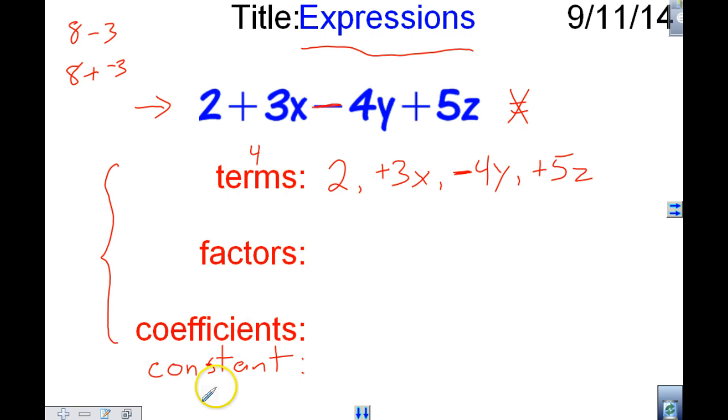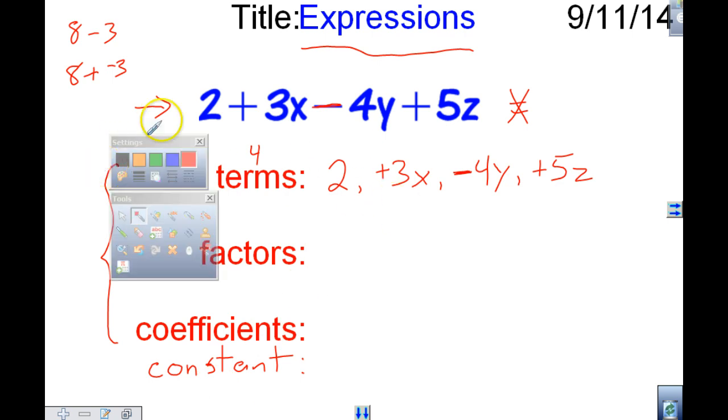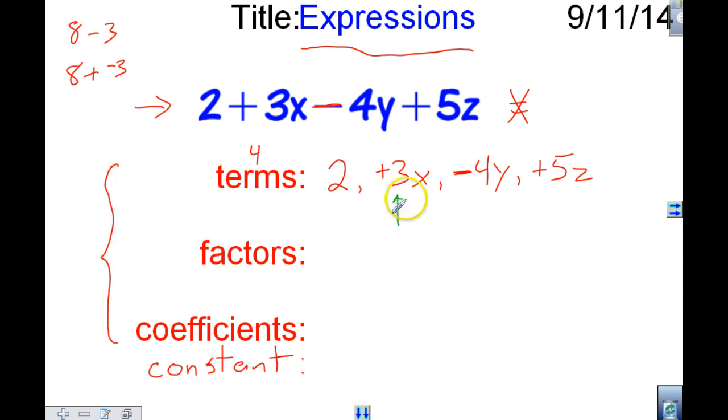Factors. What are factors? All right. So okay, 3 and x are factors because they're being multiplied. Negative 4 and y are factors being multiplied. The same thing with 5z, 5 and z. When being multiplied, it's a factor.